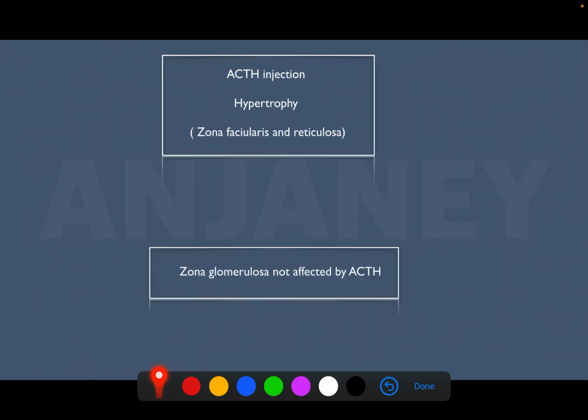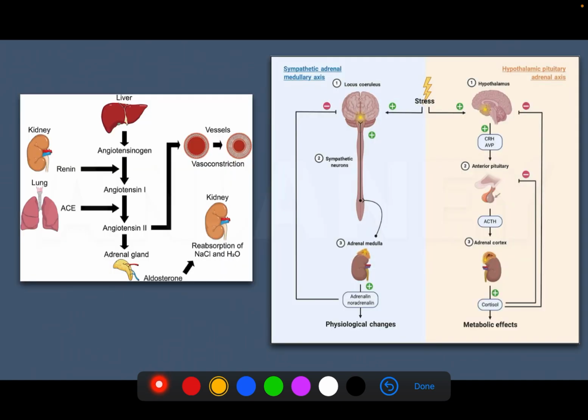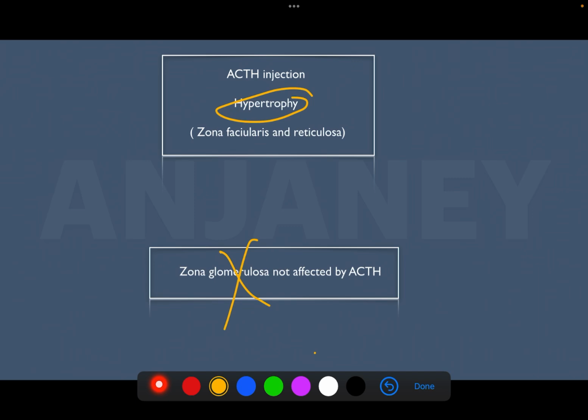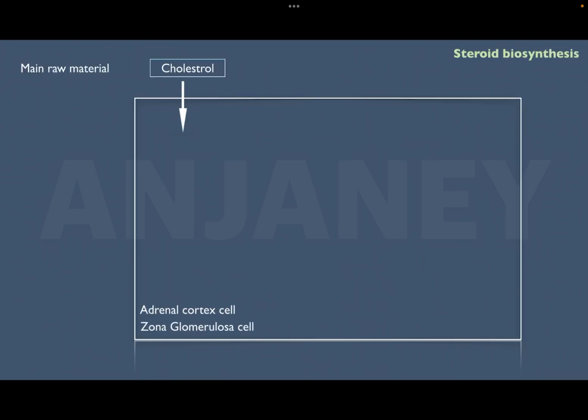Now if you give an ACTH injection, we know ACTH is responsible for only two parts, fasciculata and reticularis. It doesn't stimulate glomerulosa. So there will be hypertrophy of the adrenal gland. Why? Because whenever there is more ACTH, it will keep on stimulating this gland and the size will increase, and this increase in size is hypertrophy, right? So we won't have any zona glomerulosa hypertrophy because ACTH is not stimulating it. Done.